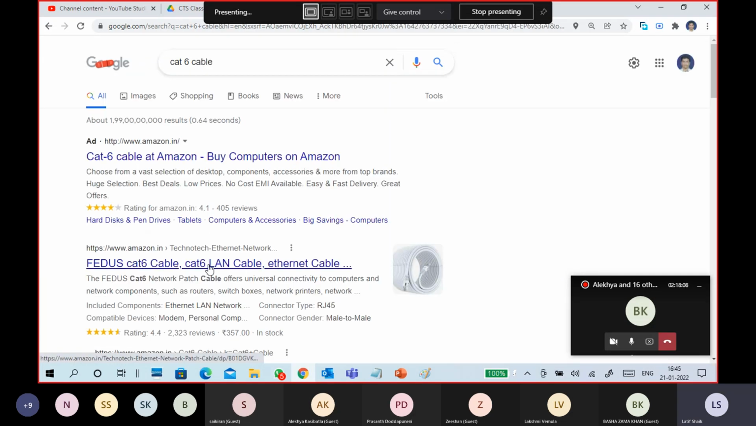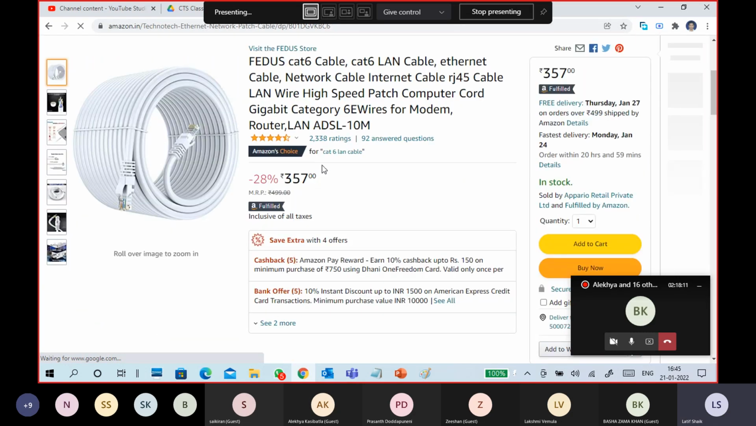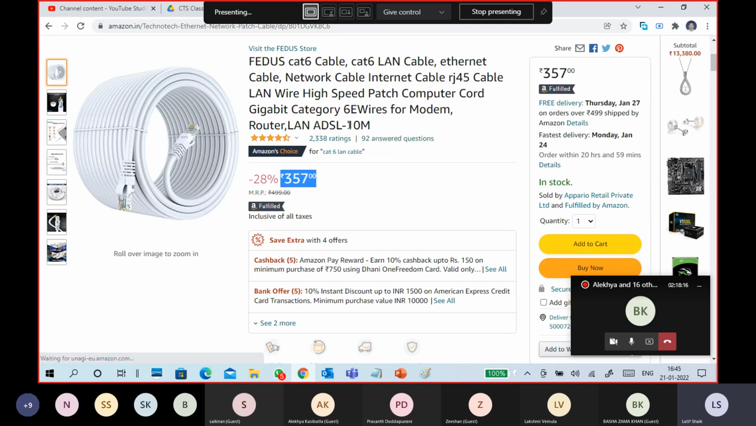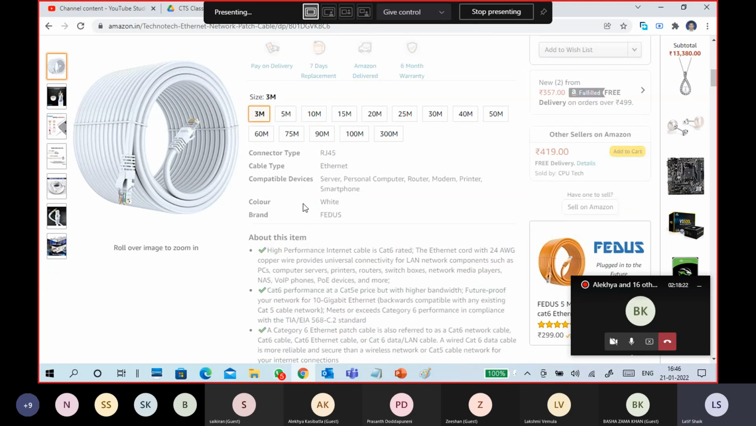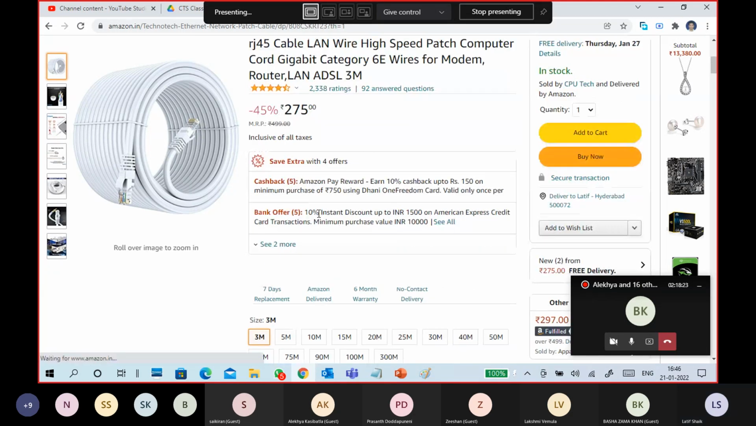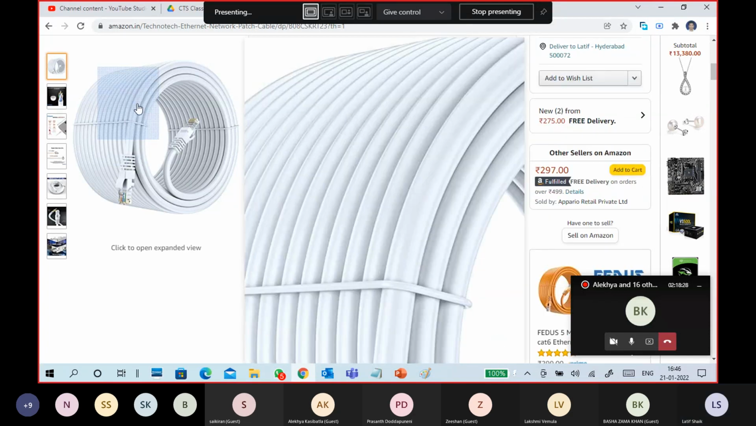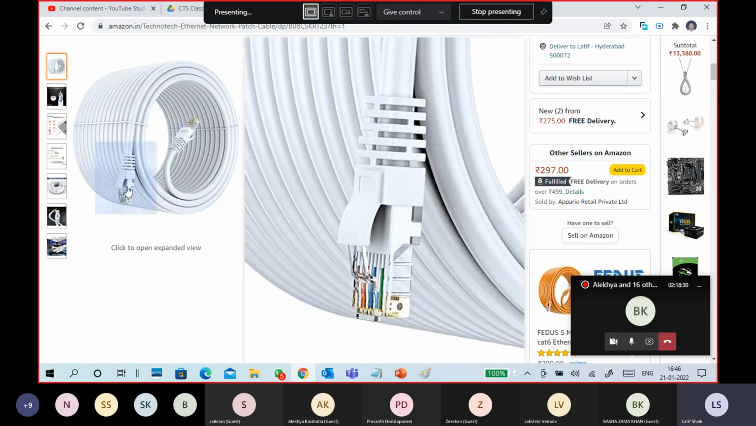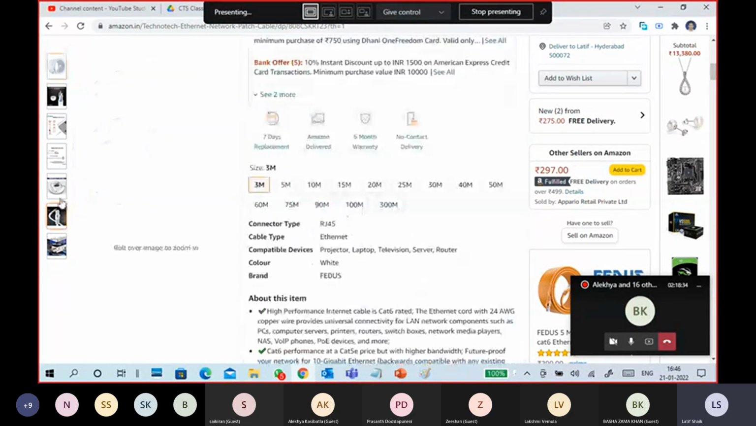Okay, I just need a Cat6 cable. Check how much it is per meter or something. 375 for 10 meters. I think so, so you have to take 3 meters. You will go to the small amount, 275 for 3 meters. It's a copper cable, also called a patch cable, like this.